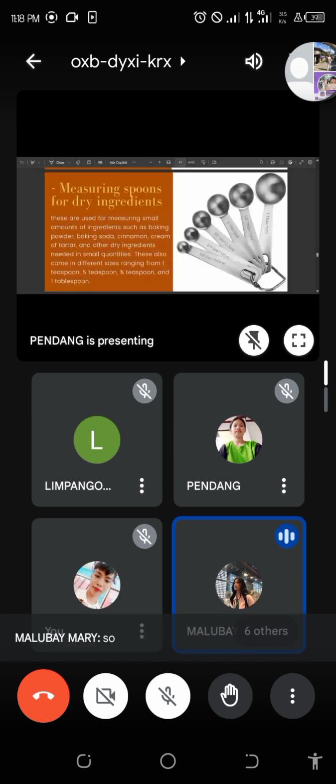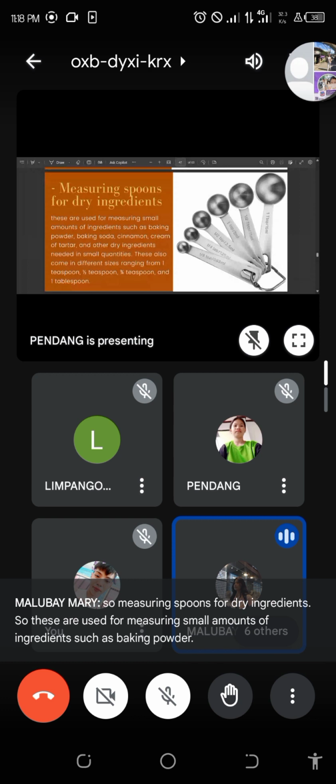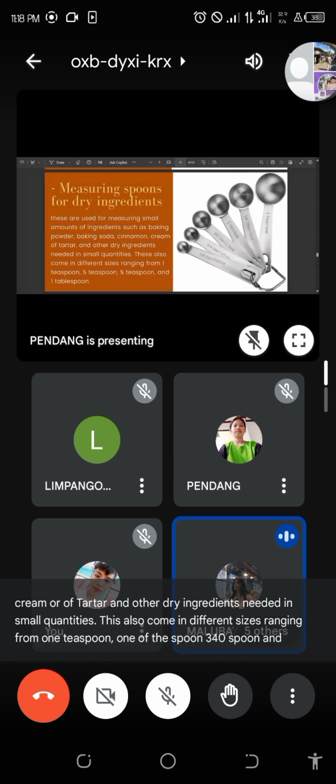So, measuring spoons for dry ingredients. These are used for measuring small amounts of ingredients such as baking powder, baking soda, cinnamon, cream of tartar, and other dry ingredients needed in small quantities. These also come in different sizes ranging from 1 teaspoon, 1/2 teaspoon, 3/4 teaspoon, and 1 tablespoon.